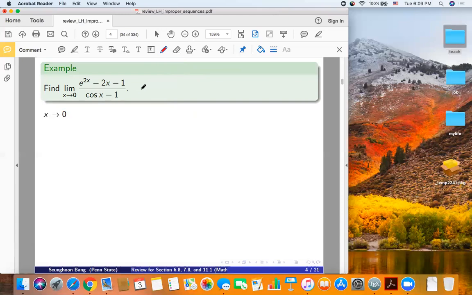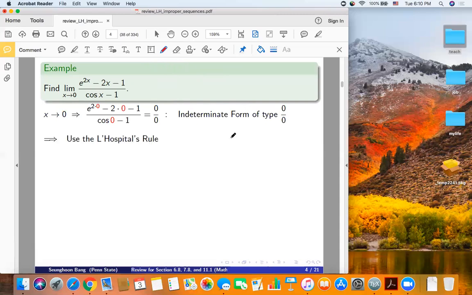You can plug x equals 0 into the numerator and denominator. So what's that? This is the same as e to the 0 minus 1 over the cosine of 0, which is 1, minus 1. E to the 0 is 1, minus 1 over 1 minus 1 is 0 over 0. Yes. This is an indeterminate form of type 0 over 0. So we can use L'Hopital's rule.